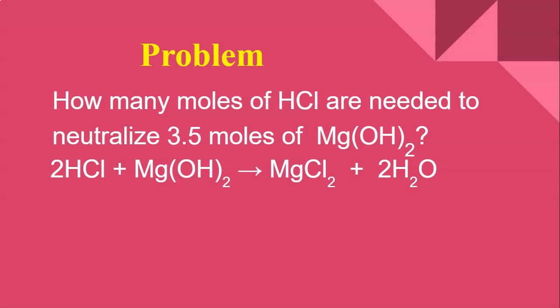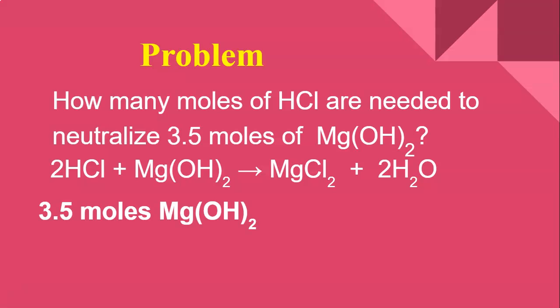Okay, so here's my problem. How many moles of hydrochloric acid are needed to neutralize 3.5 moles of magnesium hydroxide? So here's my balanced equation. I have 2 HCl plus magnesium hydroxide making magnesium chloride and 2 water molecules. Okay. So I'm going to do the same thing I've always done when I've had to deal with this whole changing over, this stoichiometry. I'm going to make a T-chart.